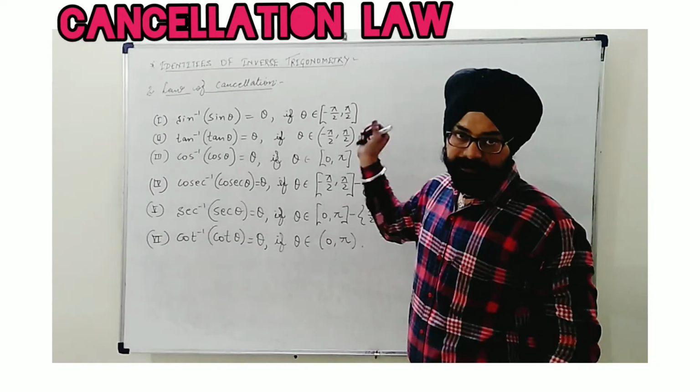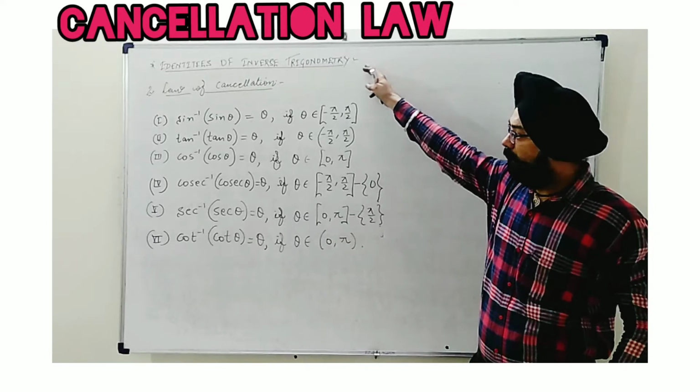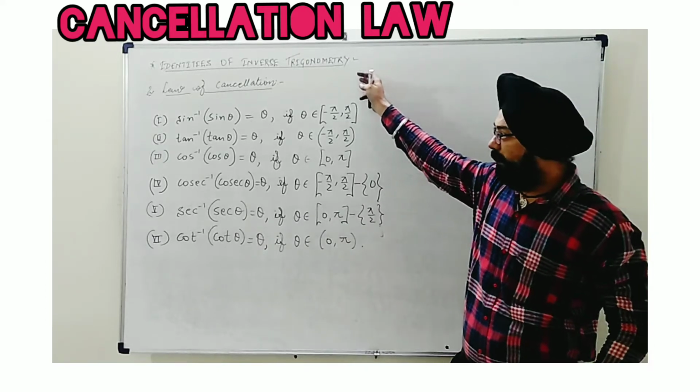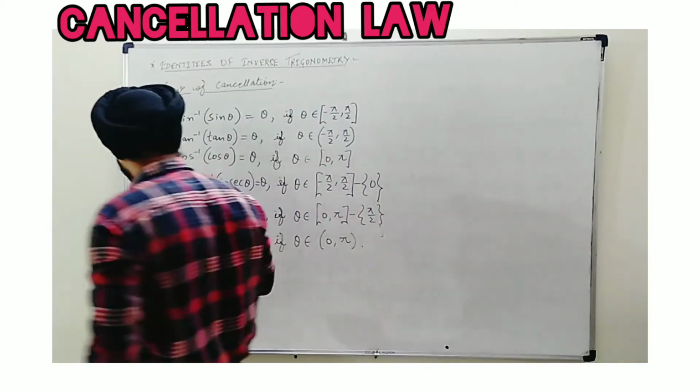Now it's the second identity we are taking in this module. Second identity of inverse trigonometry as law of cancellation. What does it say? Let's see.